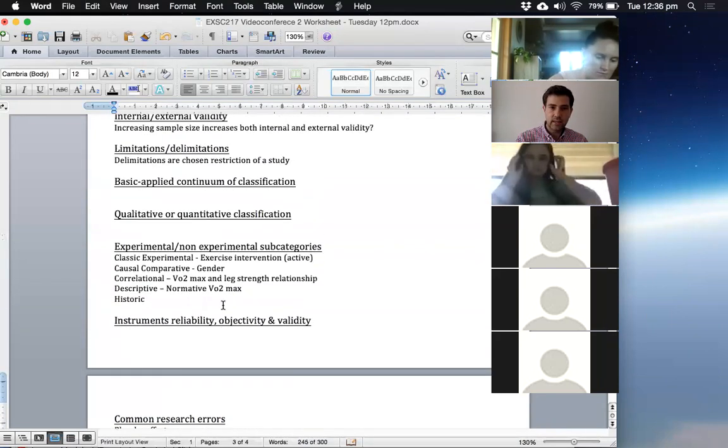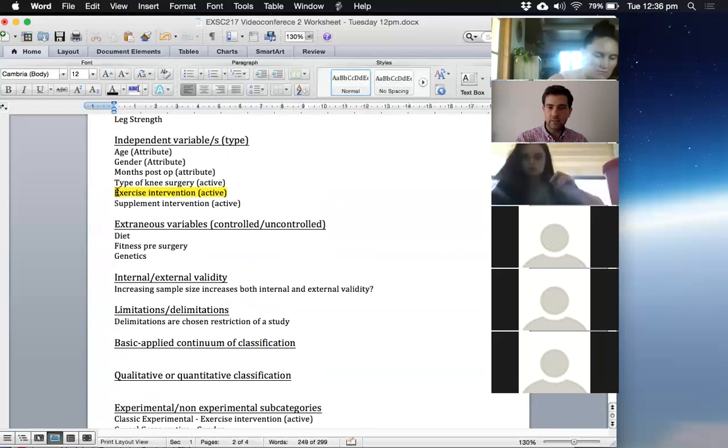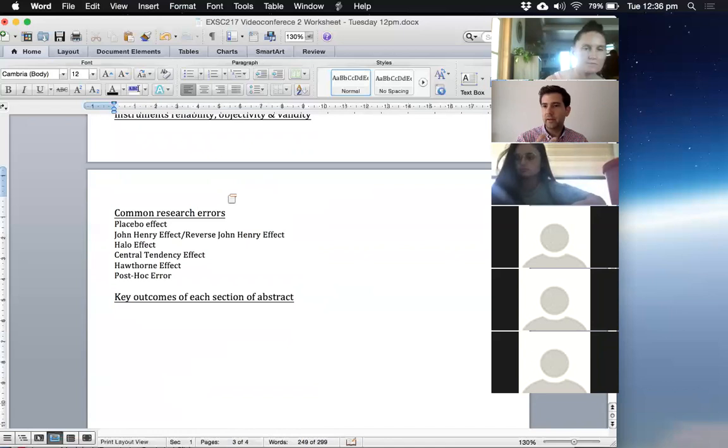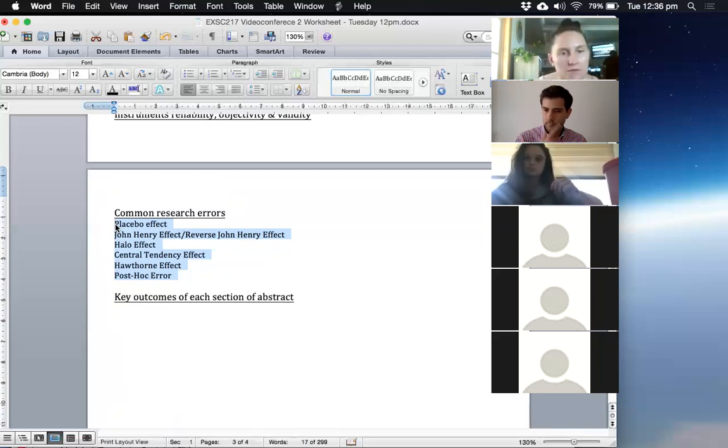Okay, so let's say we've still got exercise intervention as our active independent variable. So we're comparing 2 different groups in exercise intervention on their VO2 max test. Which of these common research errors do you think would be at play? Any ideas? Throw it down in the chat if you want. Hawthorne, yeah, definitely.